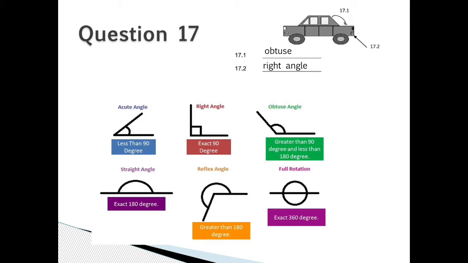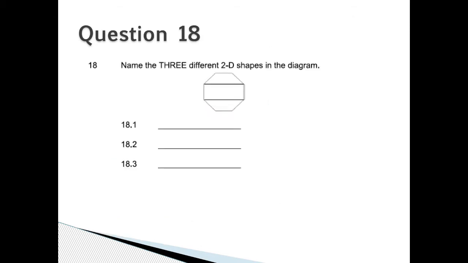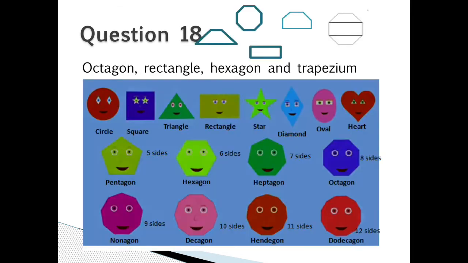For question 17.1, it is an obtuse angle, and for 17.2, it is a right angle. Question 18. Name the 3 different 2D shapes in the diagram. There's 18.1, 18.2, 18.3. It's important to know all your 2D shapes. For example, there's a circle, square, triangle, rectangle, star, diamond, oval, heart, pentagon, hexagon, heptagon, octagon, nonagon, decagon, hendecagon, and dodecagon. For question 18, the shape is made up of an octagon, a rectangle, a hexagon, and a trapezium.